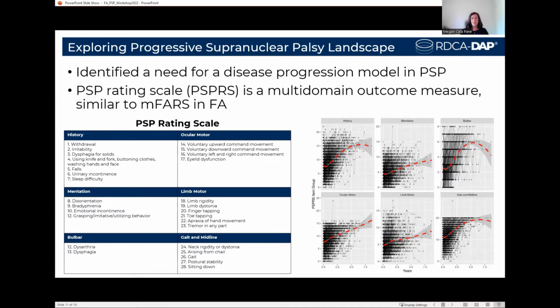And like the mFARS in FA, the PSPRS is a multi-domain outcome measure. And specifically, it includes 6 domains as described in the table on the left. And with the data available on RDCA-DAP in PSP, which includes both natural history and clinical trial data, we can observe the trajectories of these 6 individual domain scores from the patient cohort. And this is seen in the figure on the right.